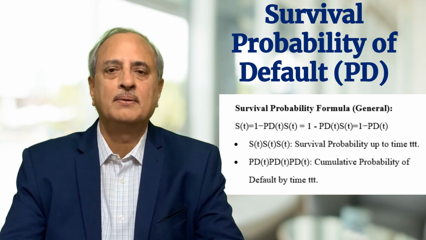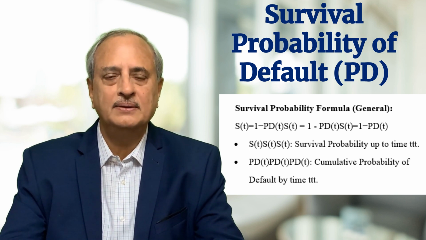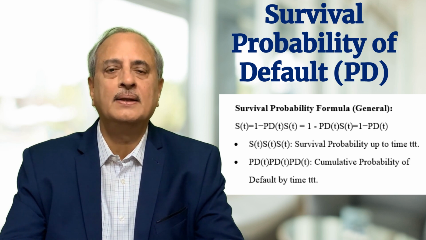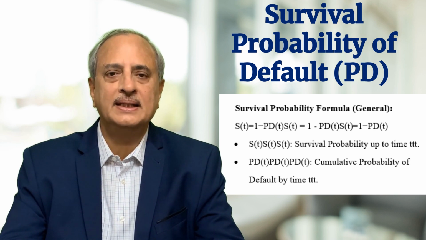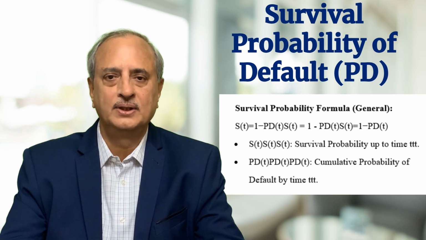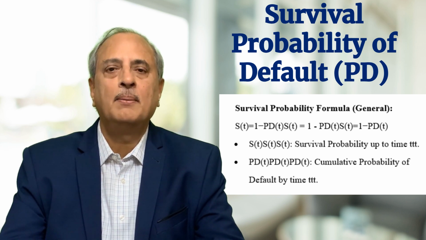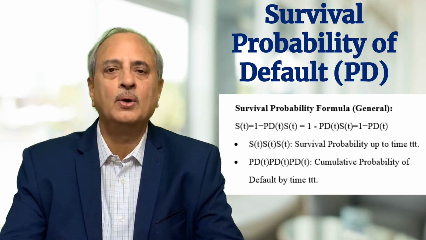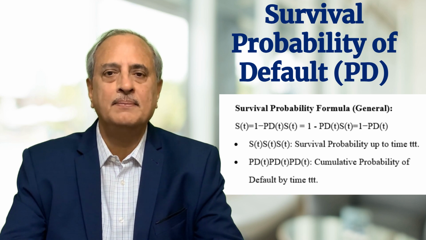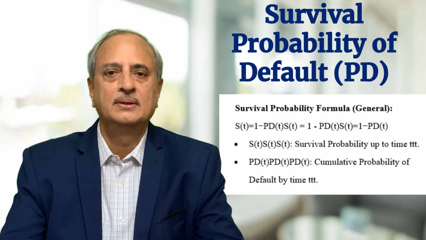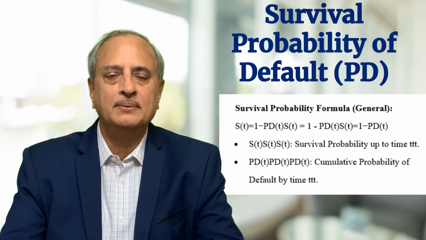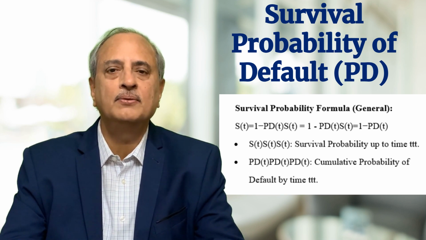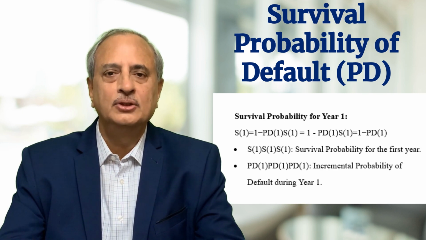Section 1. Survival probability of default. Survival probability represents the likelihood that a borrower will continue to meet their debt obligations up to a certain point in time. It's essentially the opposite of the cumulative probability of default, which measures the chance of a borrower defaulting by that same point. For any given time frame, the survival probability is determined by subtracting the cumulative probability of default from 1.